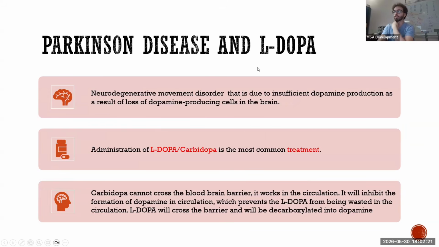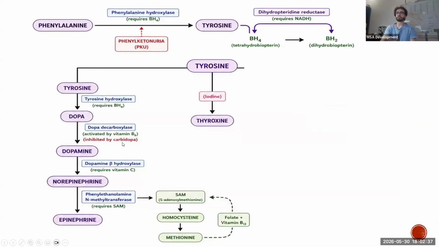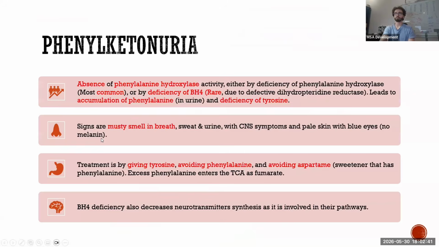Now, Parkinson's disease. Parkinson's disease happens when we don't have a lot of dopamine. How do we treat it? We give L-DOPA because DOPA gets converted into dopamine. But there is an imposter, carbidopa. Why do we give carbidopa? If we have little dopamine, why do we give carbidopa, which literally inhibits the formation of dopamine from DOPA?